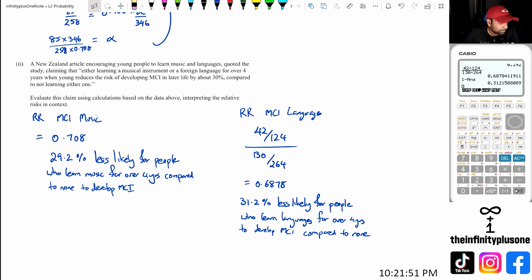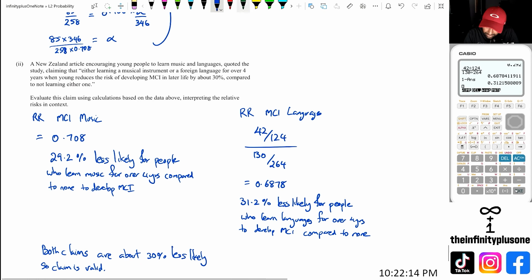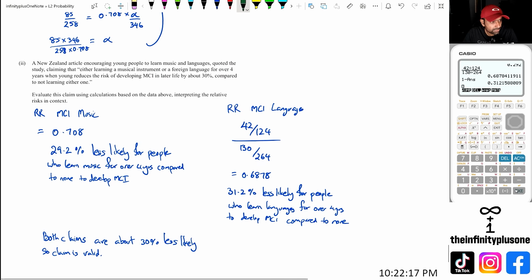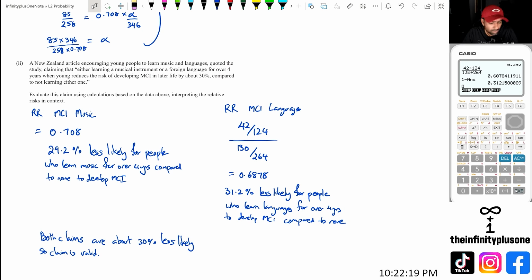So I'm going to go with both claims are roughly 30. Both claims are about 30% likely. So I'm happy with that. 30% less likely. So the claim is valid. Okay, so grades wise, calculating one of the relative risks is an achieved. This is an achieved here.